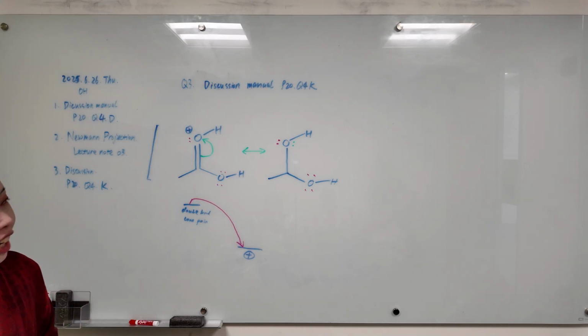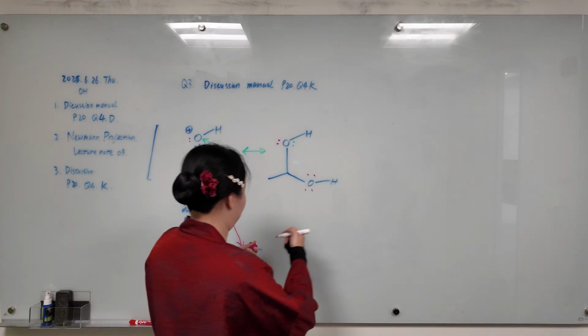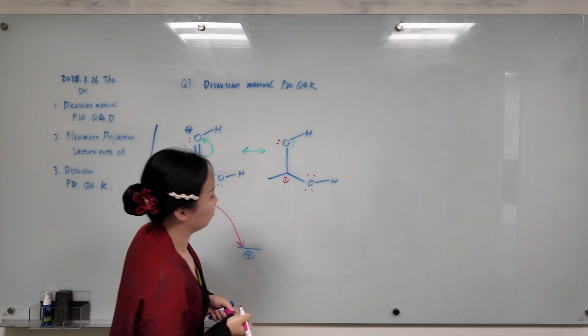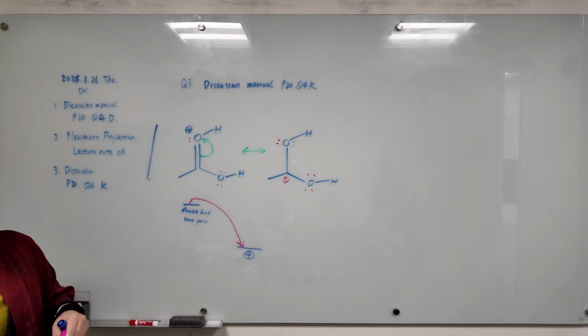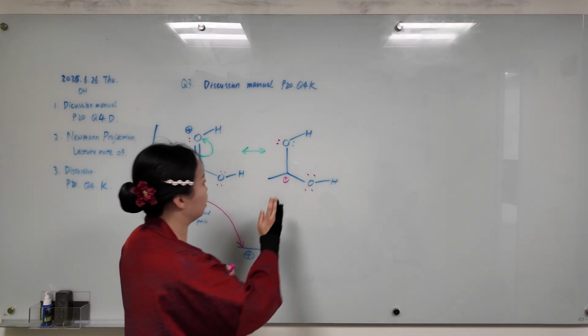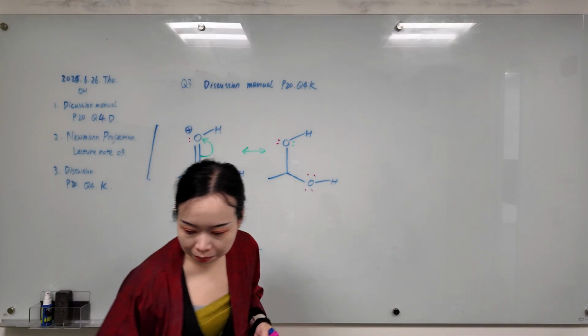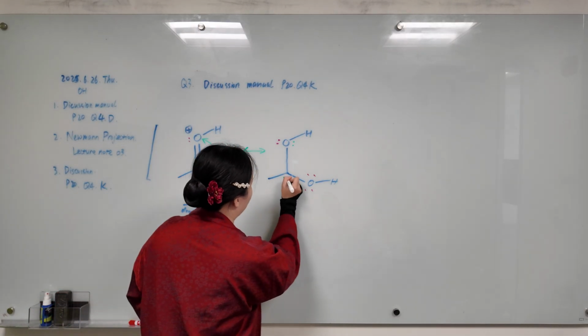Okay, good. Any other? Oh, charge. Carbon should be positive. Okay. Any other resonance structure we can draw from this? Moving over the lone pair from the other oxygen. Exactly.